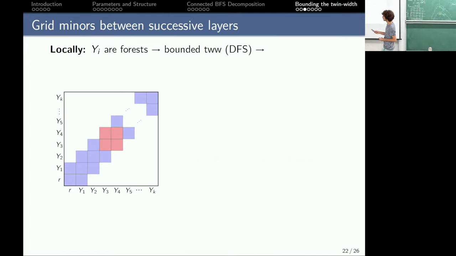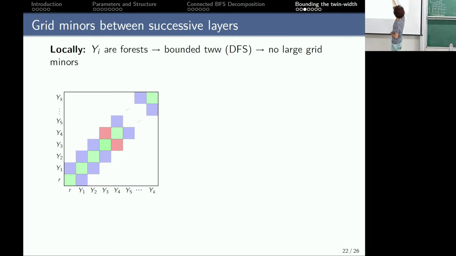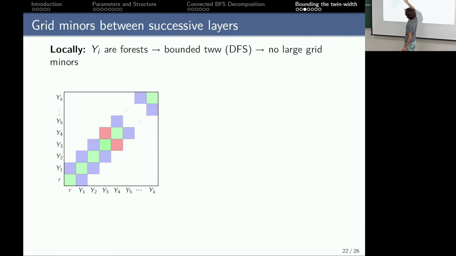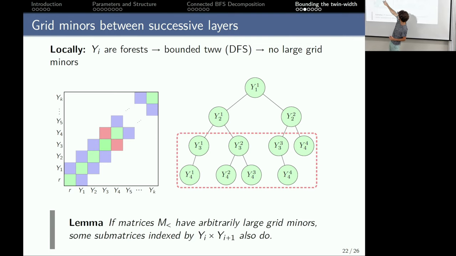Now, recall that each of the components is adjacent to itself only as a forest, or a tree. I mean, each layer is a forest, each component is a tree, and so they have bounded treewidth as long as we take a DFS, which we did. I recall it was the DFS that follows the consecutivity cycle. So you can't find large grid minors in this main diagonal, right? If you have large grid minors, they lie in the adjacency between some yi and some yi plus one. They lie in these red zones here. So it means that they lie in this edge here.